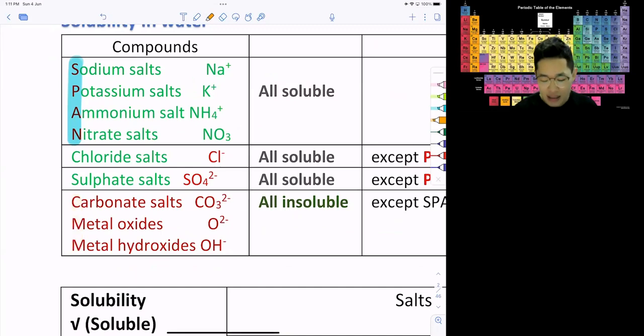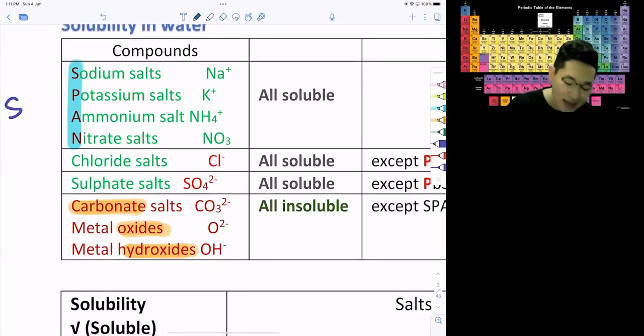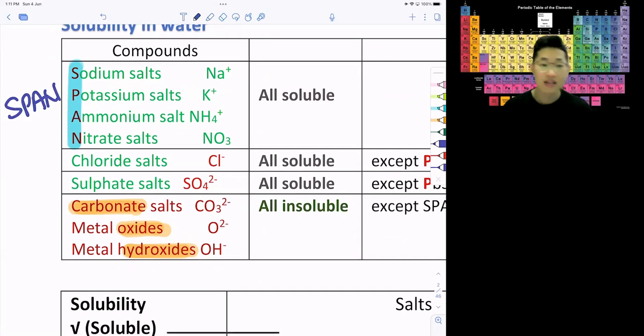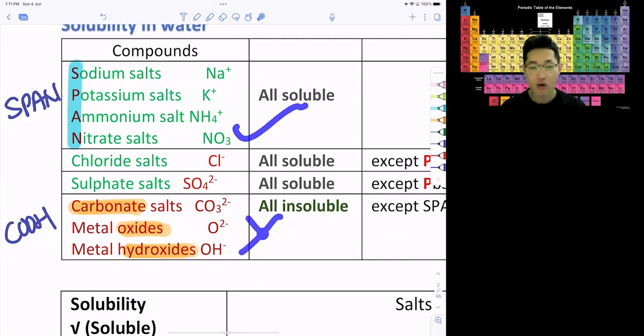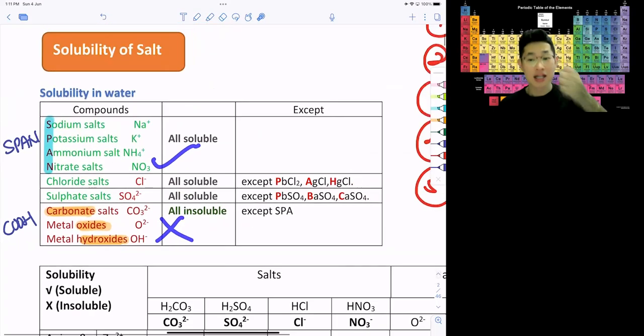And then we look at the third one here: the carbonate, oxide, and hydroxide. The first one here, I call it SPAN. The third one here is COOH. COOH means when you see there is CO, carbonate, there is oxide like O, and hydroxide OH, they are insoluble. SPAN soluble, COOH insoluble. Clear, right?